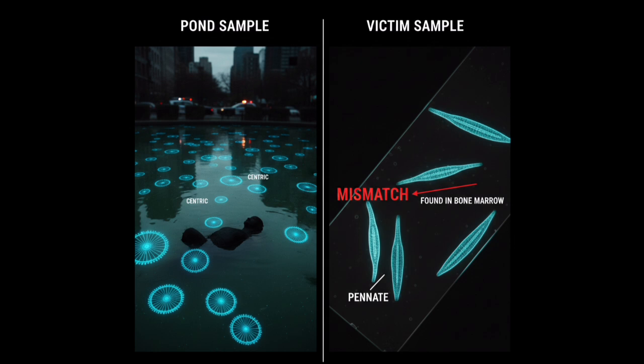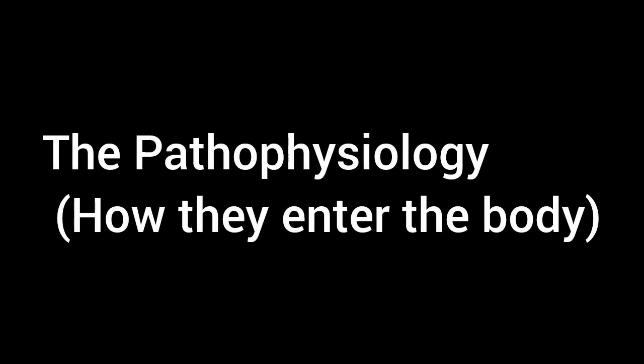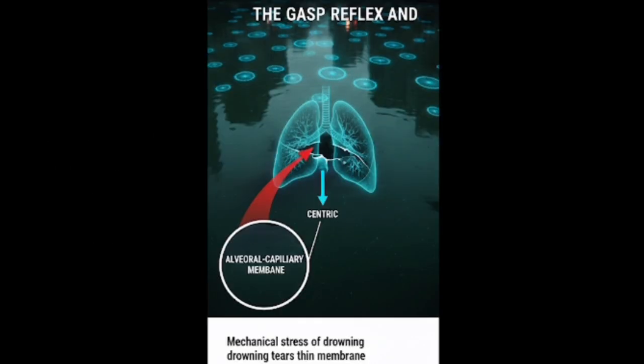So I hope you got a clear-cut view of how diatoms can be useful when tackling drowning cases, when it comes to the mystery of ante-mortem and post-mortem drowning. Now let us understand the pathophysiology, meaning how the diatoms enter the body. There are basically three phases via which the diatoms' entry into the body can be easily described. First is the gasp reflex. When the person drowns in the water, they experience terminal gasping, followed by alveolar capillary membrane rupture.